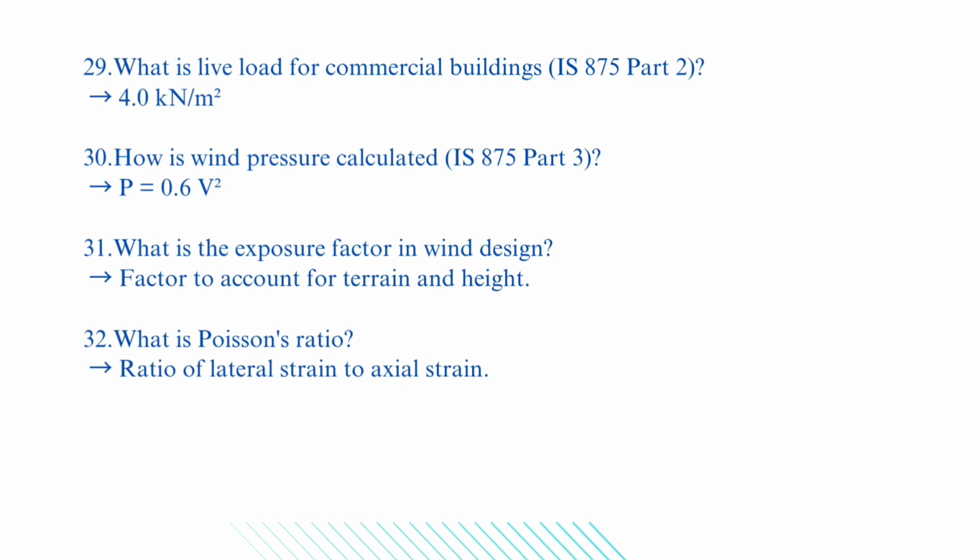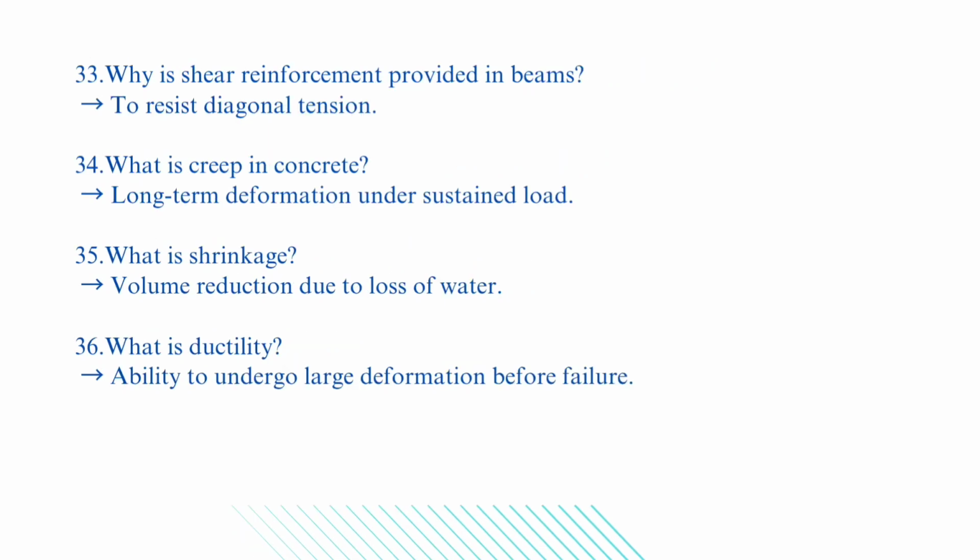Now the next is, what is a Poisson's ratio? The ratio of lateral strain to axial strain. It is a Poisson's ratio and it is a unitless parameter. The next is, why is shear reinforcement provided in beams? Shear reinforcement resists the diagonal tension, so it is important to provide shear reinforcement in beams.